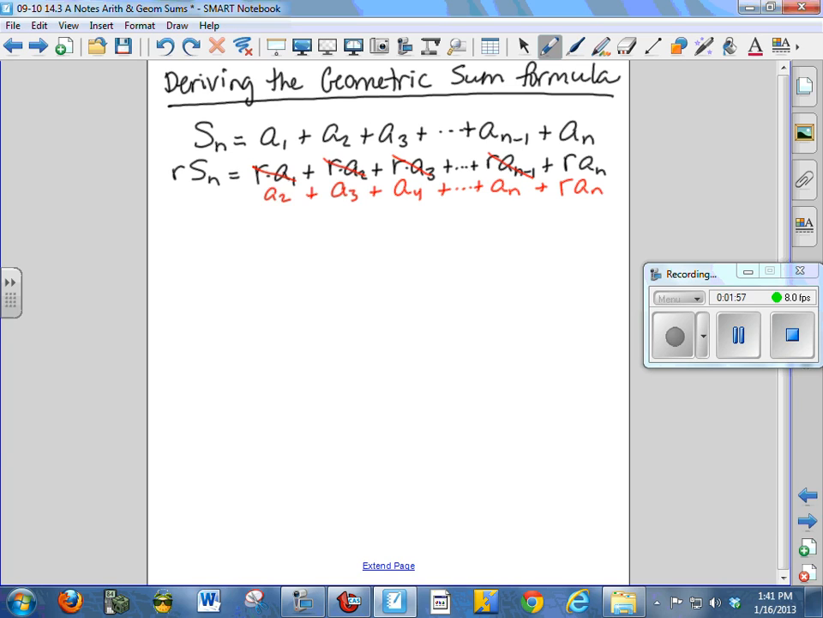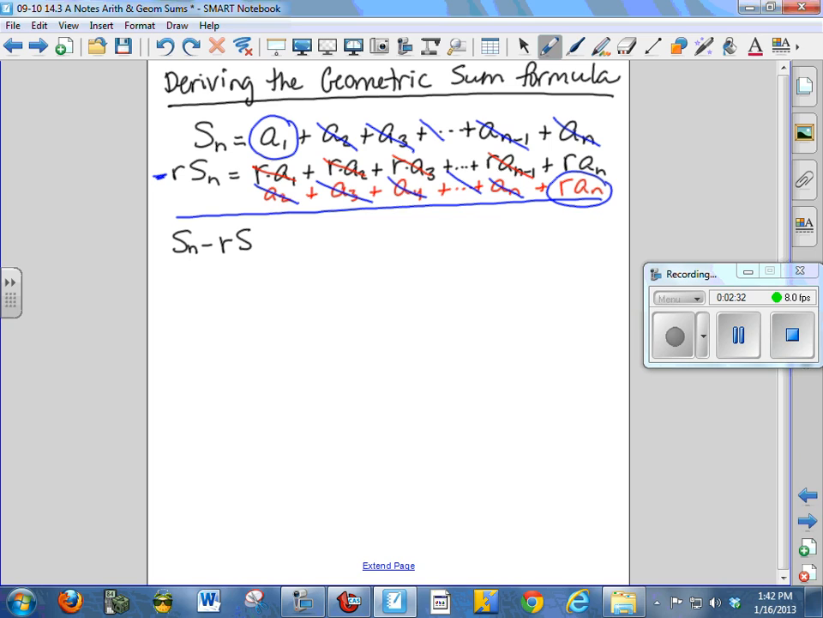Now, if we go through and subtract the second line of terms from the first, a sub 2's cancel out, the a sub 3's cancel out, the a sub 4 would cancel out with whatever's next in the top row. The a sub n minus 1 would cancel out down here, a sub n would cancel here, and all we would have left is the a sub 1 in the top row and the r times a sub n in the bottom row. So we could simplify this by saying S sub n minus r times S sub n is equal to a sub 1 minus r times a sub n.